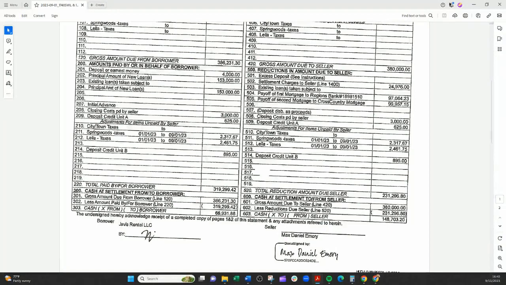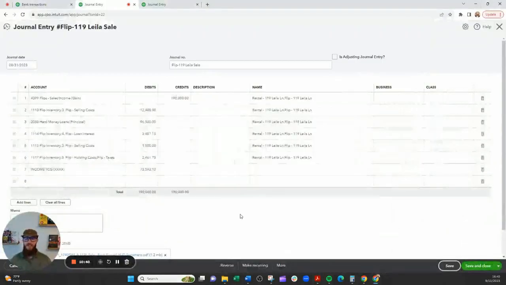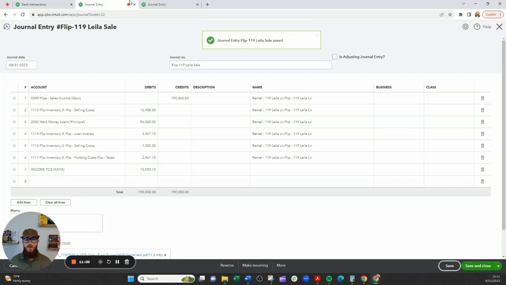So as you can see, again, do not do this in real life. This is just for the purposes of this course, of this video. I'm showing you how to, as if I had a HUD statement with one flip property on it. We're selling the flip property. This is what it would look like, okay? So hit save and close.